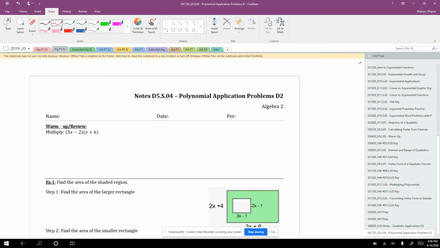Today we are going to look at polynomial applications again. We're going to take what you learned yesterday about area and perimeter, and take that one step further. First, I want to warm up real quick with just multiplying binomials.